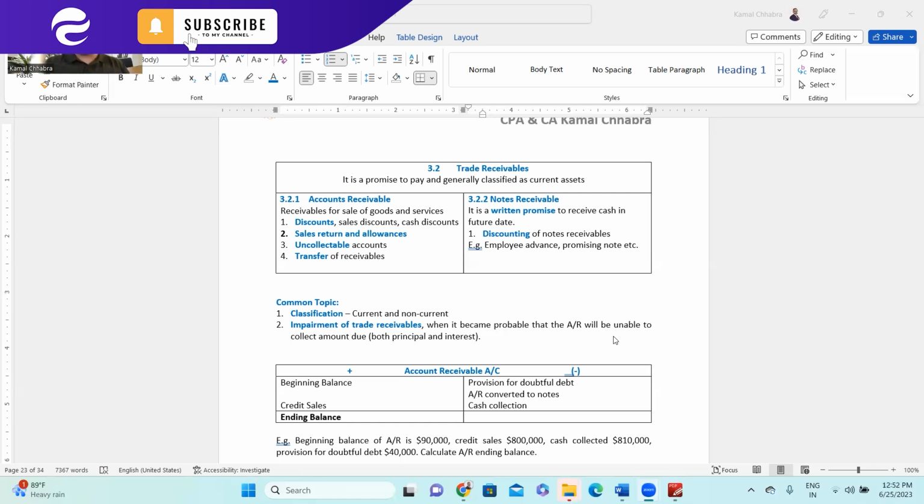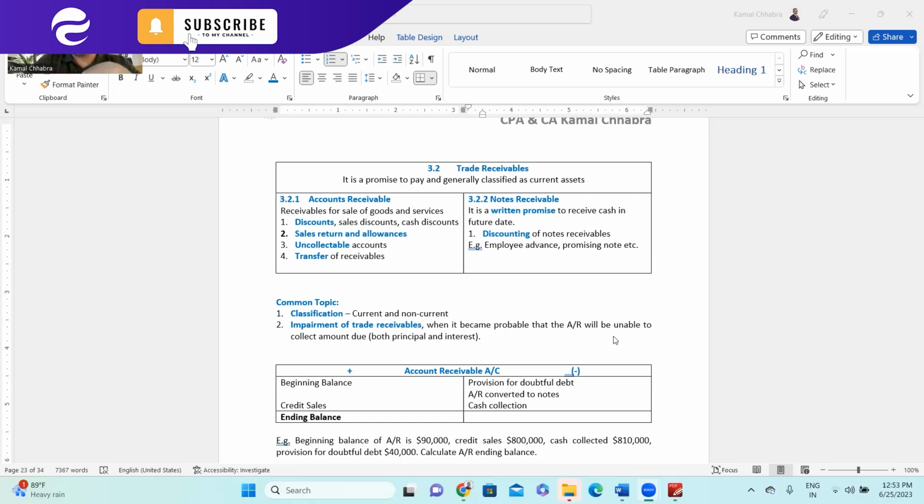In this, we'll be understanding 4 topics. First is discount. Discount can be sales discount, trade discount you might have heard of, or the cash discount. How to do the accounting treatment of the sales discount and trade discount. Second, we'll be understanding sales return and allowance. Third, we'll be understanding collectible accounts. And the fourth, we'll be understanding transfer of receivable.